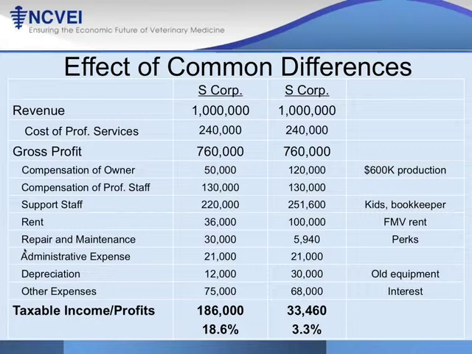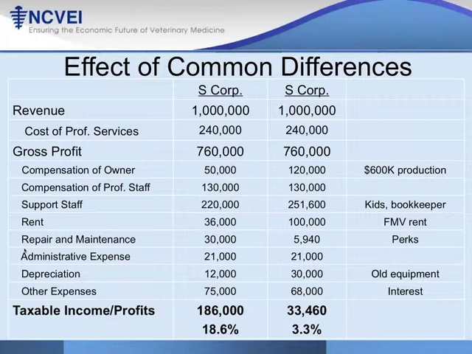The perks that this practice had, and remember they were roughly $24,000, for purposes of this slide I've just lumped them all in repairs and maintenance. So the tax return showed $30,000 worth of repairs and maintenance expense, but $24,000 of that were perks. So the true repairs and maintenance expense was $5,940. Depreciation had to be changed. The tax return only showed $12,000, but on average this practice spends $30,000 a year on new equipment. And then in other expenses, we also had to adjust for the interest expense. So the other expenses on the tax return were $75,000, but we don't count the interest expense as an operating expense, so that's adjusted to $68,000.